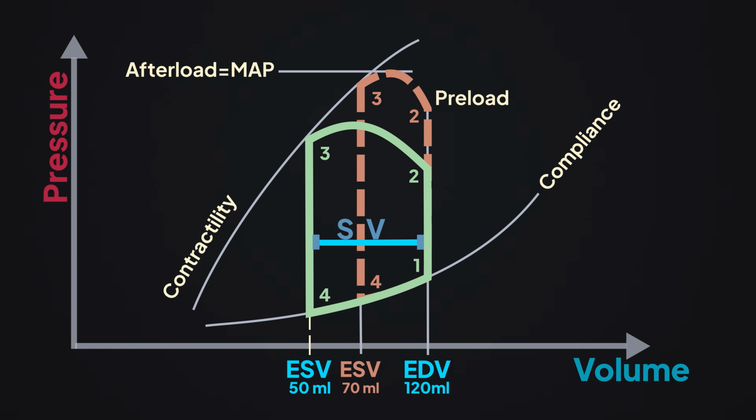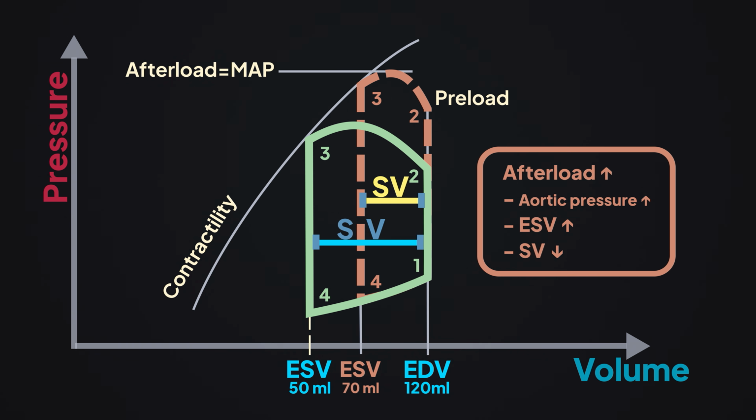But because the resistance is so high, the ejection phase becomes shorter. The heart can't pump out as much blood, so point 3 slides up along the contractility line. This means more blood is left behind in the ventricle, so your end-systolic volume increases. The result? The graph gets taller and much narrower, meaning your stroke volume decreases.